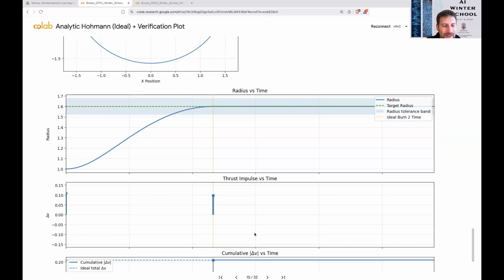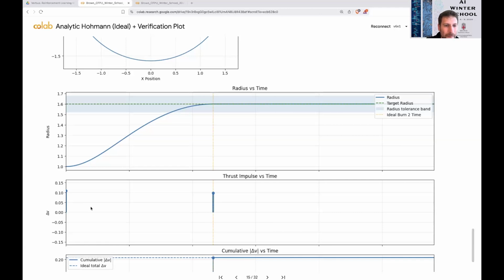And you can see basically a smooth transfer from our R1 to R2 of 1 to 1.6 respectively, and then we hold at the 1.6. The ideal burn 2 is shown by this orange dashed vertical line. And then our tolerance, if you remember, we defined these tolerances that were pretty wide for what's considered acceptable for our RL. That's shown by the blue band. But basically, this is a nice example showing, hey, look, Hohmann works as you'd expect. Our little physics integrator works, and we get to the right radius.